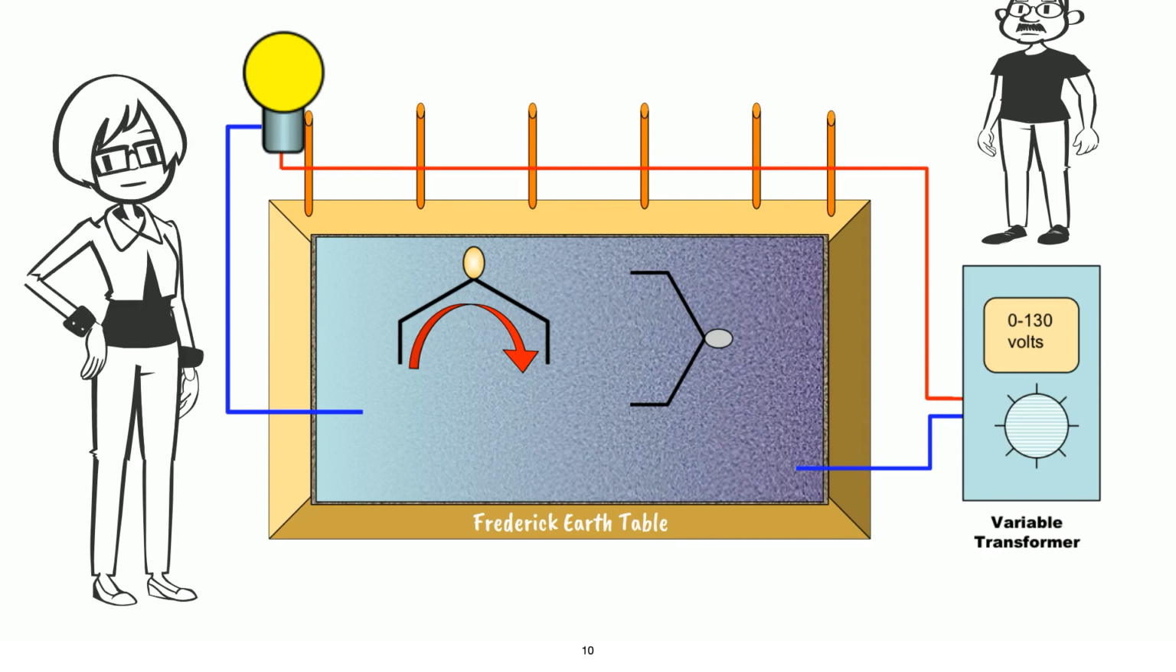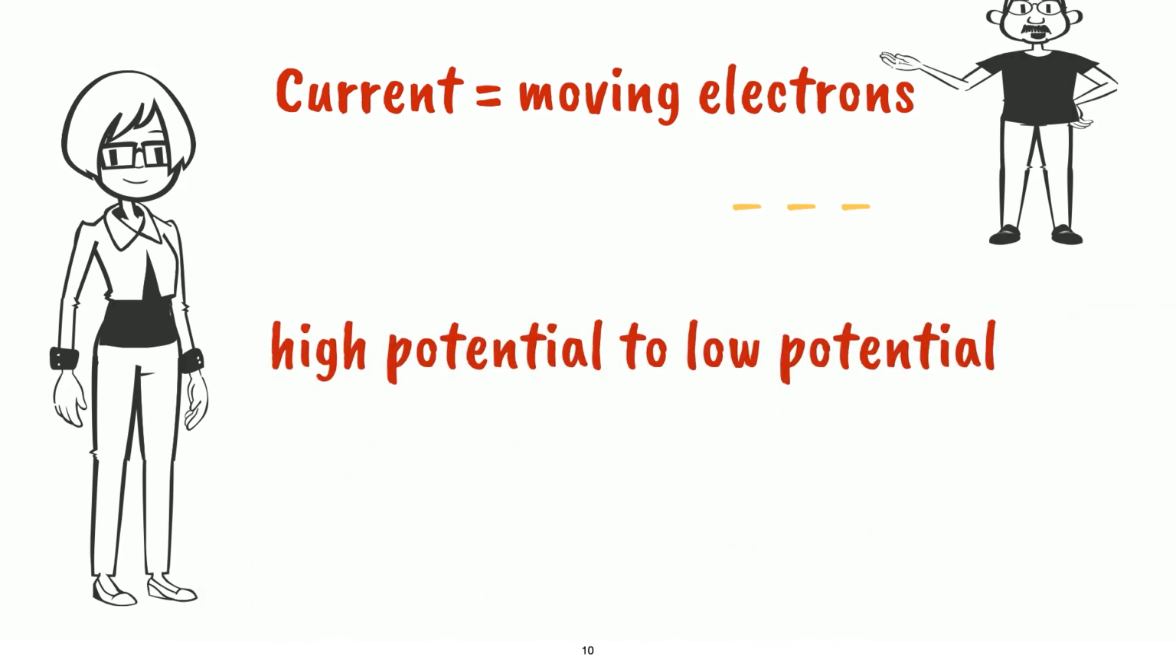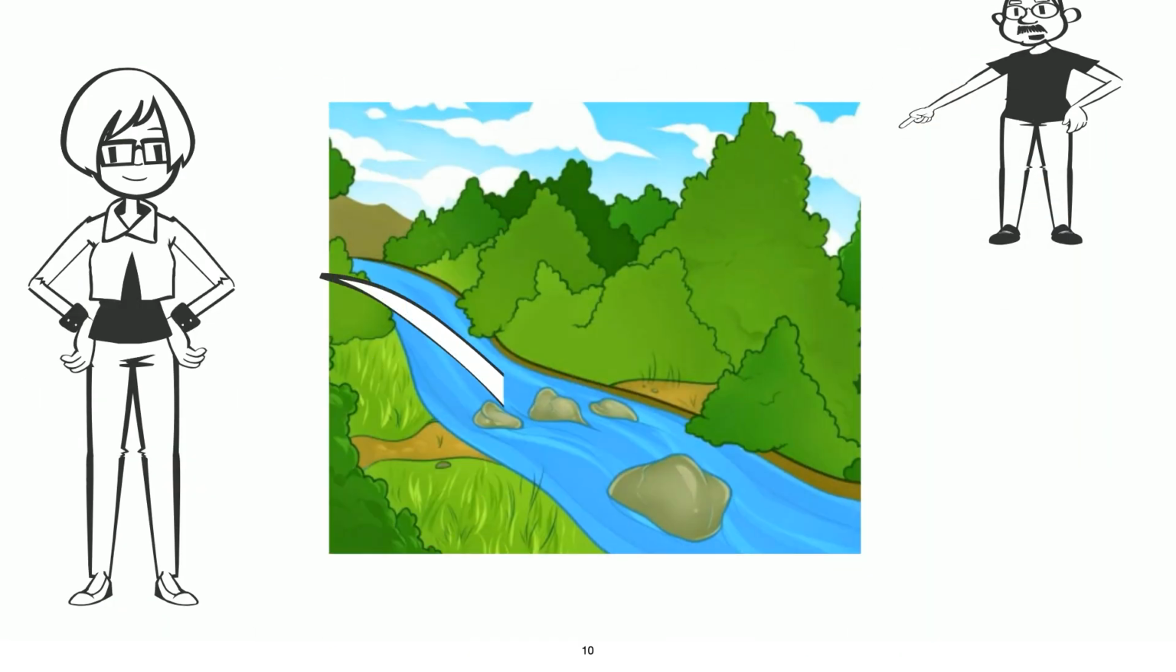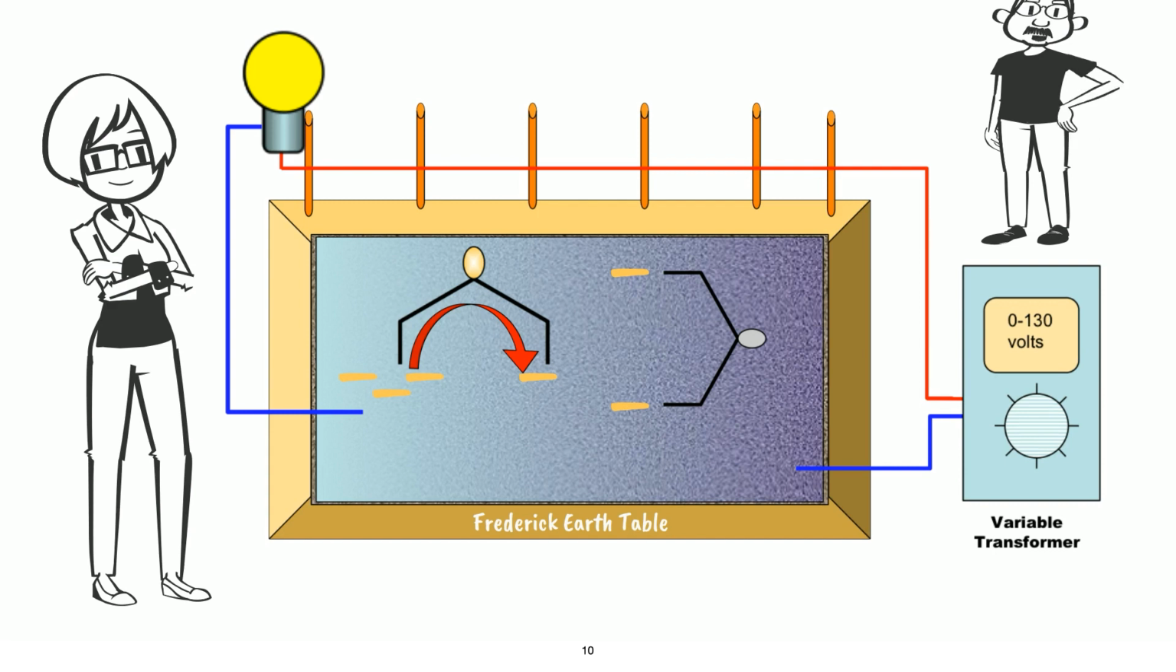Ralph, can you explain this? Remember that current refers to moving electrons. Electrons move from an area of high potential to an area of low potential, just like water flowing downhill. The copper figure on the left has an electron gradient between the two copper feet. So electrons flow from high potential to low potential and the current lights the bulb. The copper figure on the right has both feet at the same potential. So there is no electron flow, no current, and the light remains off.